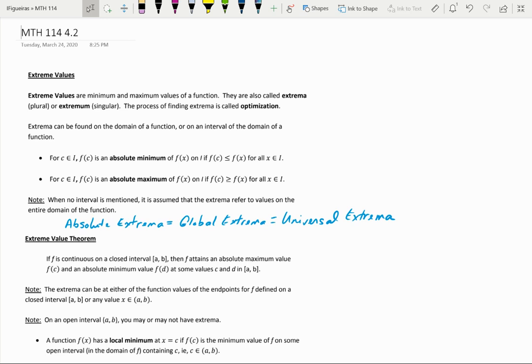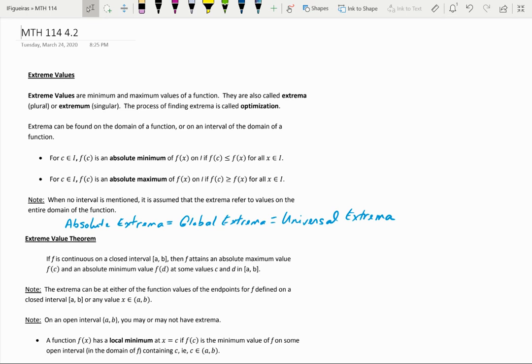Hi, this lesson is about extreme values and what their meaning is and how they apply to graphs as well as critical points. So let's talk about extreme values first. There's a lot of vocabulary that might be new to you. An extreme value will be considered to be either a minimum or a maximum value of a function.